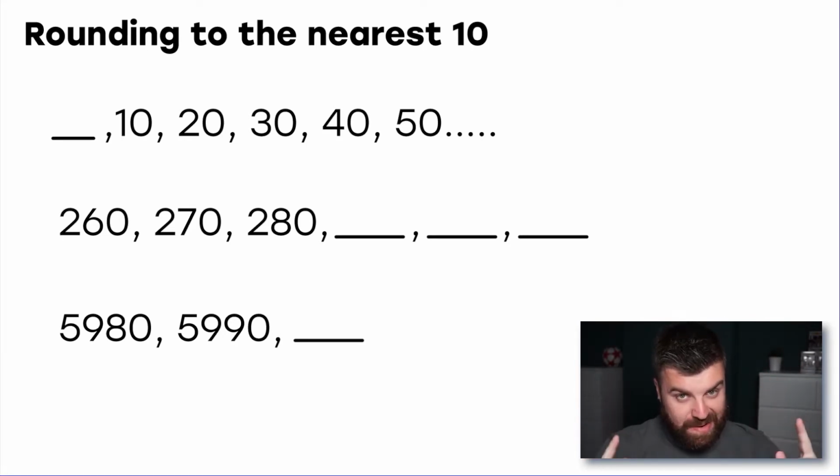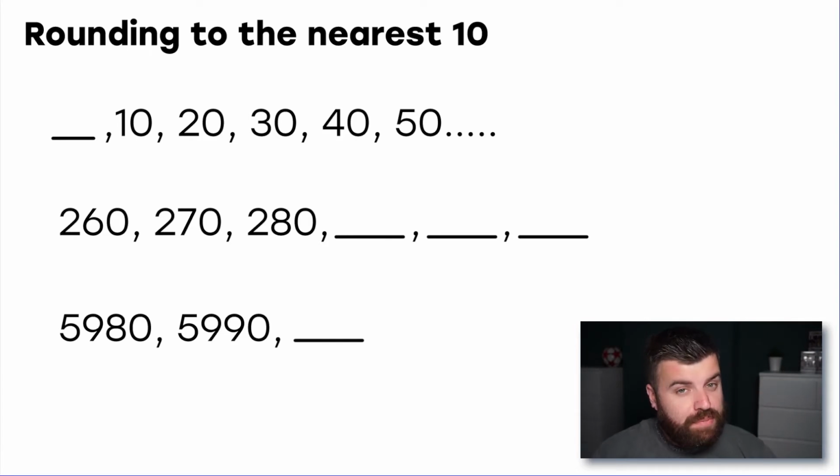So let's start with the basics though, and make sure we get it right. We're going to start by rounding to the nearest 10. And the thing to remember here is that whenever we're rounding to a number, in this case 10, the answer will be a multiple of that number. In this case, a multiple of 10. Now looking at the first sequence, that's a very basic one. We've got 10, 20, 30, 40, 50.